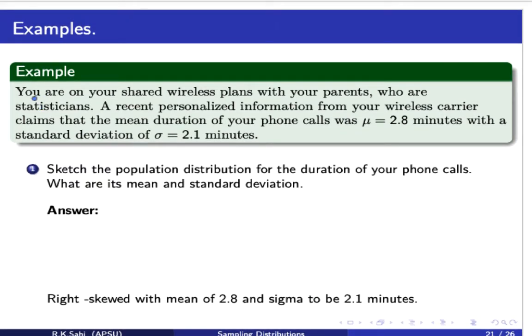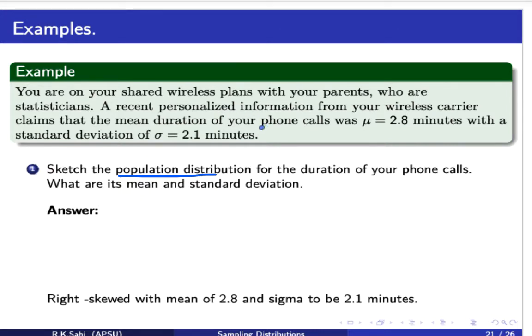This example says, you are on a shared wireless plan with your parents, who are statisticians. A recent personalized information from your wireless carrier claims that the mean duration of your phone calls was 2.8 minutes with a standard deviation of 2.1 minutes. So you would like to sketch the population distribution for the duration of your phone calls. What is its mean and standard deviation?